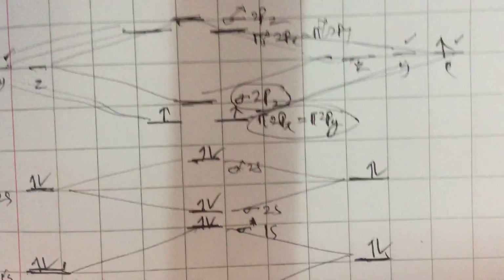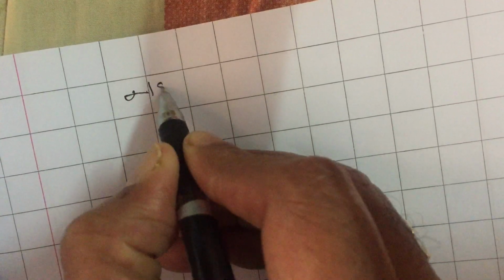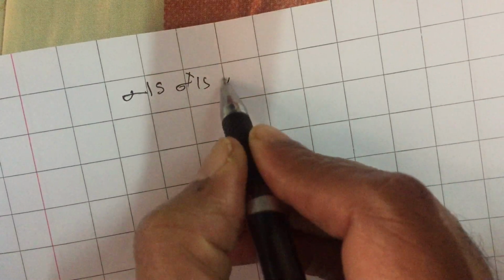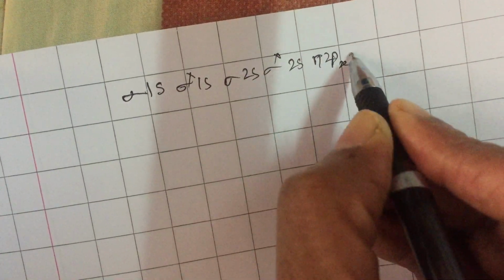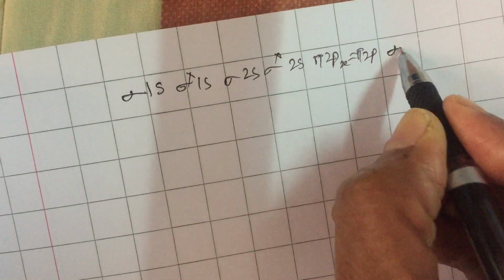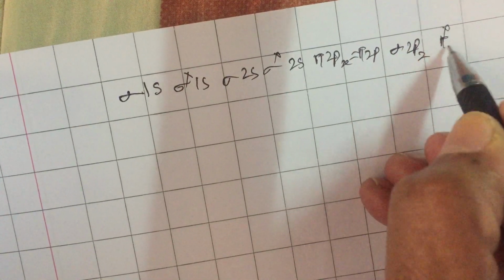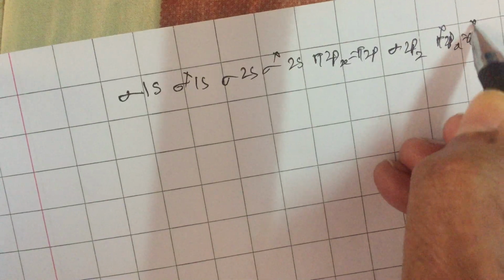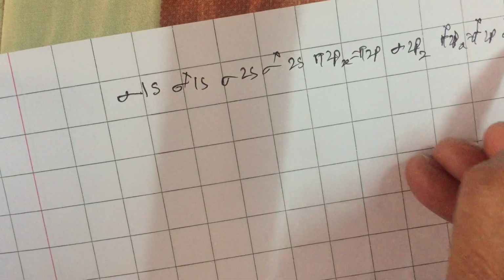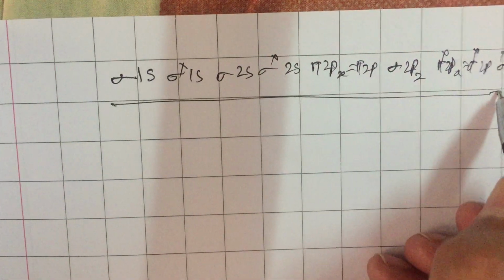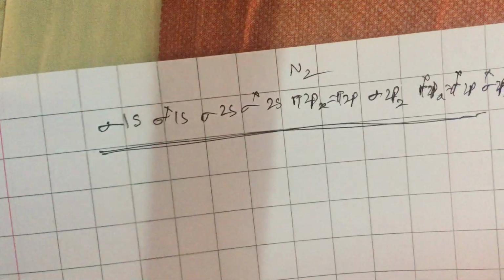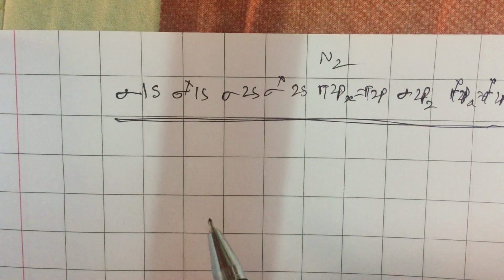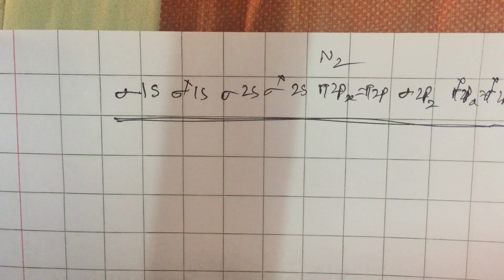Notice the sequence of energy which I write like sigma 1s, sigma star 1s, sigma 2s, sigma star 2s, pi 2px equal to pi 2py, sigma 2pz, pi star 2px equal to pi star 2py, sigma star 2pz. It is the order of energy of molecular orbitals up to nitrogen due to orbital mixing. Above nitrogen, this sequence changes slightly.